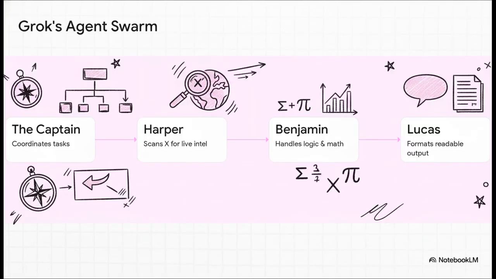Now, Grok is a completely different beast. It's not one mind. It's a team of 4 specialized agents all running at the same time. You've got the captain, who coordinates the whole mission. Then there's Harper, the scout, who is constantly monitoring the X platform for real-time intel and breaking news. Benjamin is the genius number cruncher, handling all the rigorous logic, math, and code. And finally, you have Lucas, the communicator, who makes sure the final output is formatted perfectly and easy to read.